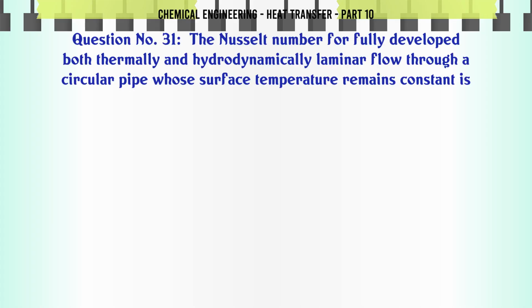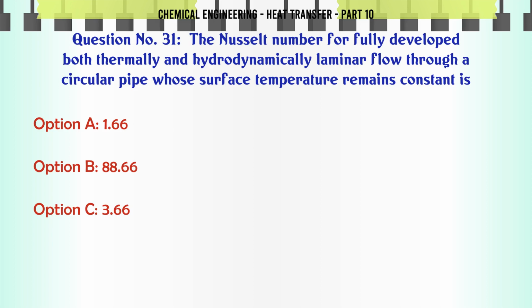The Nusselt number for fully developed both thermally and hydrodynamically laminar flow through a circular pipe whose surface temperature remains constant is A. 1.66, B. 88.66, C. 3.66, D. dependent on Henry only.